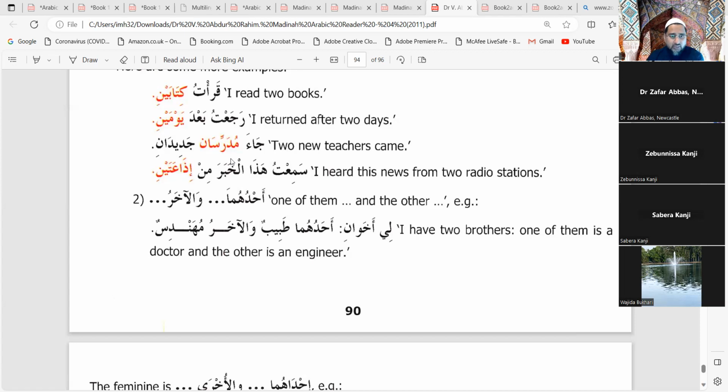Correct. And next one, سمعت هذا الخبر من إذاعتين. So سمعت, I heard this news from the 2 radio stations. Yep. So إذاعتين, the min, the from, which is a preposition, pulls the harakat down. So that's why it's ataini.